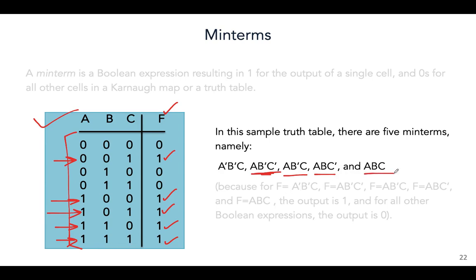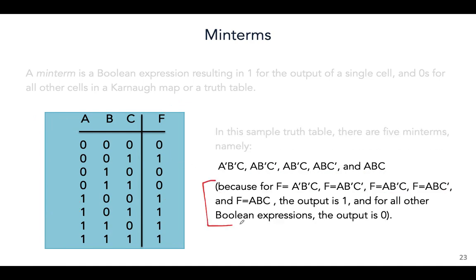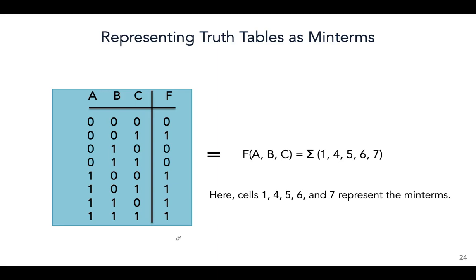So basically a min-term is any entry of this table for which the output is 1, because only for these combinations we get a value of 1. For all others we get zeros. So these are the min-terms. Very simple, right? So let's move on now.